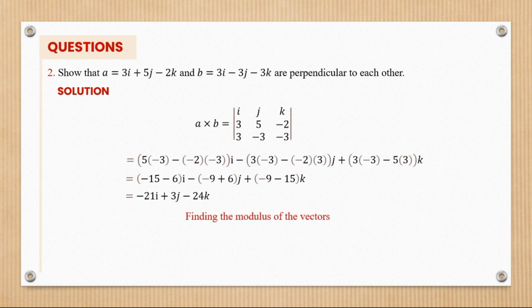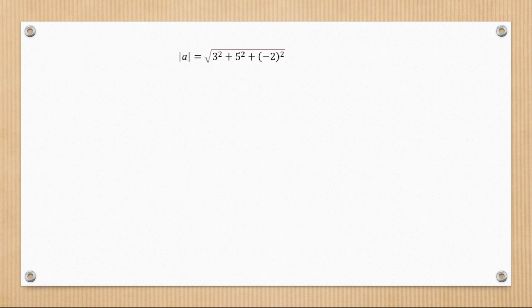Alright, so next I'm going to find the modulus of all the different vectors. First of all, we're going to find the modulus of the cross product, the vector perpendicular to both of them that we've just found. So it shall be root of negative 21 squared plus 3 squared plus negative 24 squared, which shall give me root of 1026. Next we're going to find the modulus of A, which shall be root of 3 squared plus 5 squared plus negative 2 squared, which is root of 37. And then the modulus of B, which is root of 3 squared plus negative 3 squared plus negative 3 squared, which shall give me root of 27.